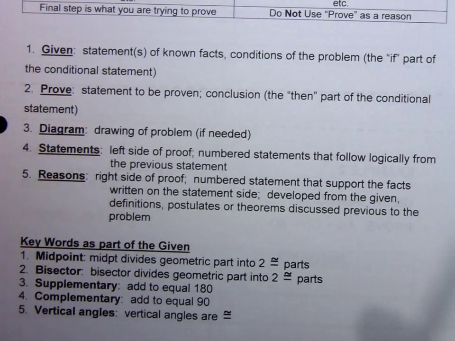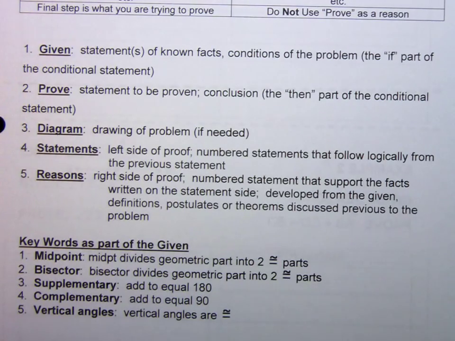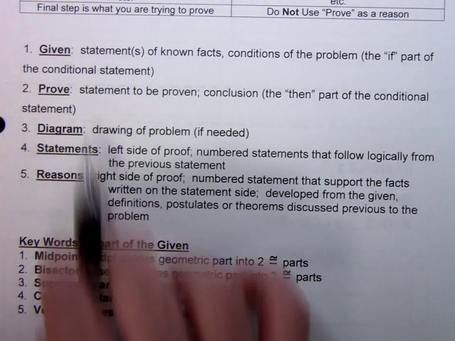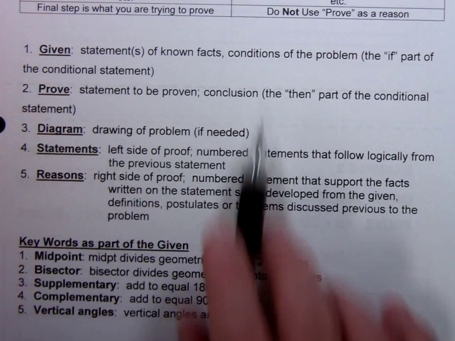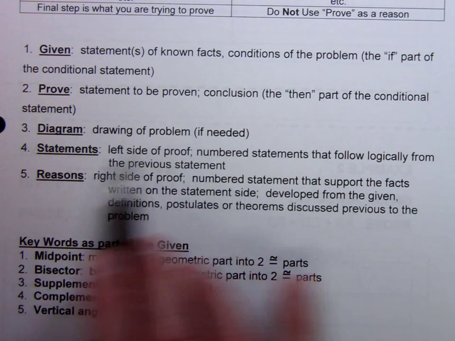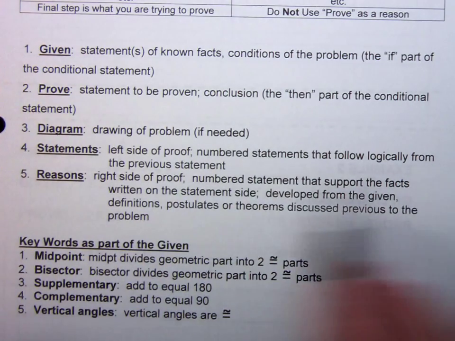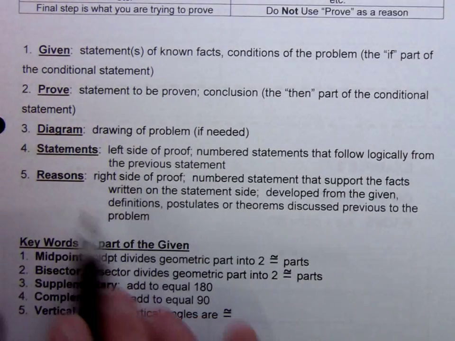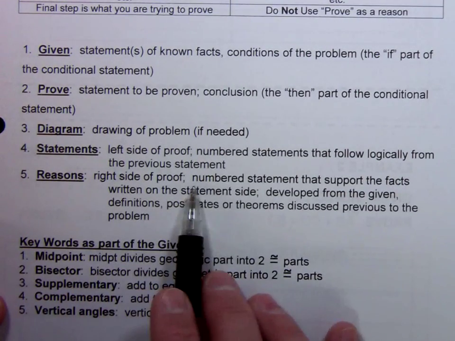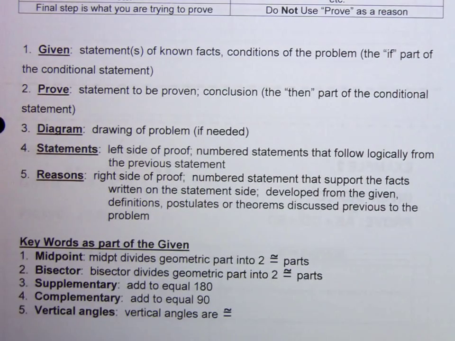Okay? The given is the statements or known facts, the conditions of the problem. What we'll prove is the statement to be proven. The diagram is just a drawing or picture of the problem. Statements go on the left side of the proof. They are numbered statements that follow logically from the previous statement. Reasons go on the right side of the proof. They are numbered statements that support the facts written on the statement side, developed from the given definitions, postulates, and theorems discussed previous to the problem.